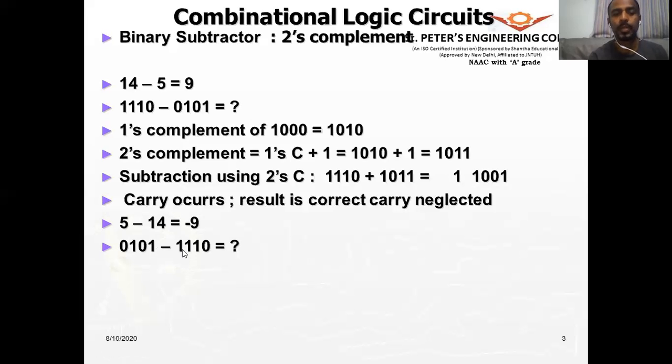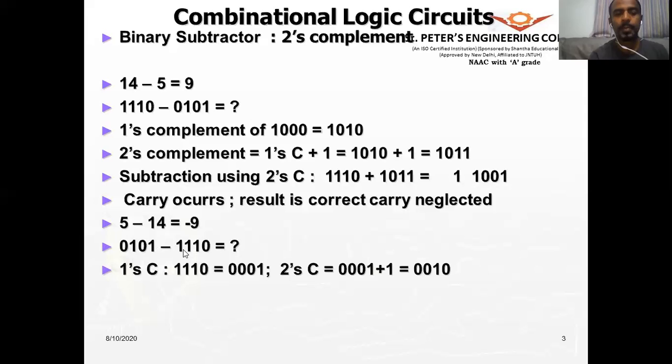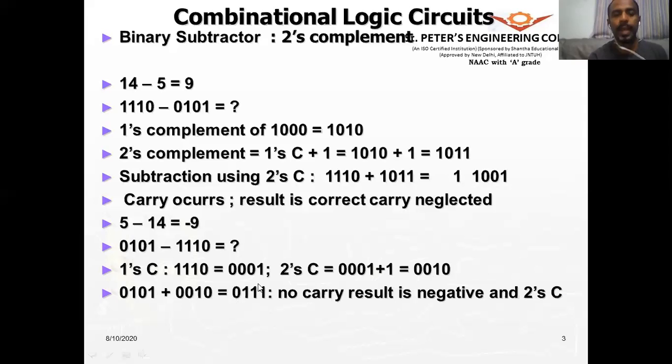So we have to take the 2's complement of this. As you know, how do you obtain 2's complement? Take 1's complement and add 1 to it. So therefore, the 1's complement of 1110 is 0001. To that, if I add 1, that becomes 0010. All right. So now if we add the 2's complement of the subtrahend to the minuend, what is the result?